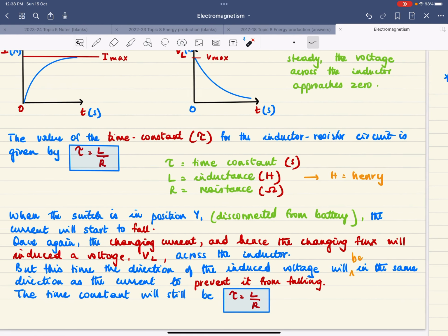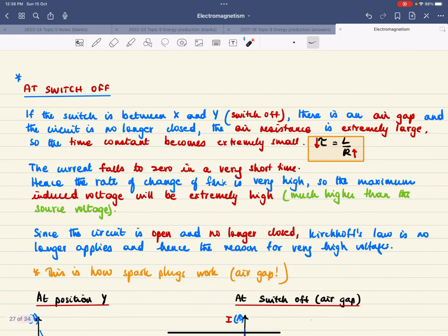Now there's a third situation. When the switch is between X and Y, there is an air gap, and so the circuit is no longer closed. The air resistance is extremely large, so the time constant becomes very small. The current falls to zero in a very short time, hence the rate of change of flux is very high, so the maximum induced voltage will be extremely high, much higher than the source voltage.